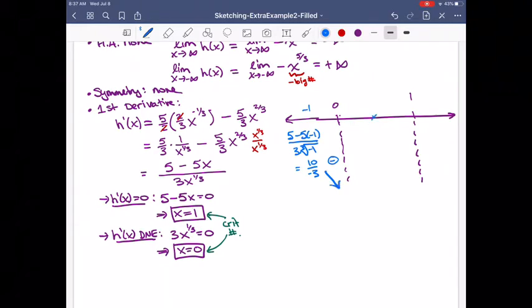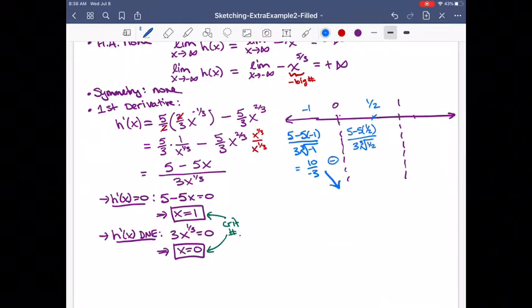Something between 0 and 1, maybe I put 1 a bit far away here. Let's just move it over a bit, so I have some room for bigger than 1. Let's say I do 1/2. So this is 5 minus 5 times 1/2 over 3 times the cube root of 1/2. Now 5 minus 5 over 2 is going to be 5 over 2. That's a positive number, and the bottom is also a positive number. So here we get a positive number, so we're going to be increasing.